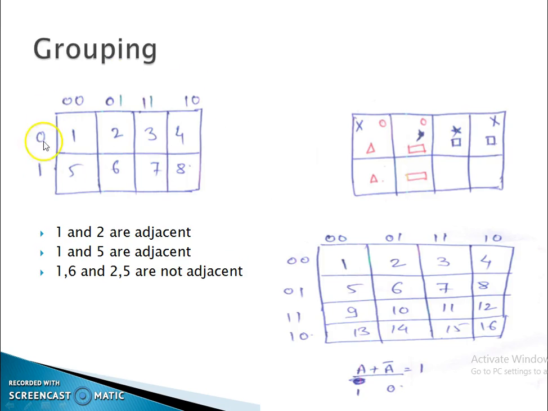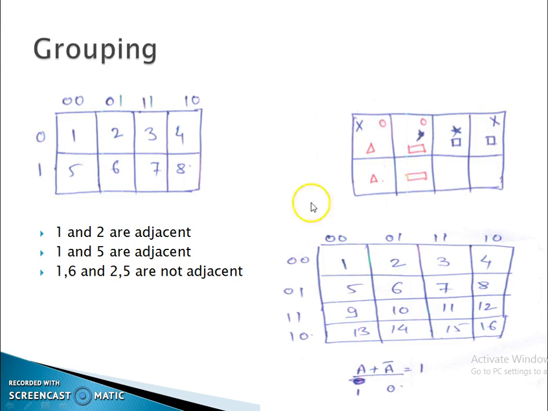Suppose this is our K-map. We have the 3 variable K-map here. Here it is the first block, second block, third block, fourth block, fifth, sixth, seventh and eighth block. So for making the pair, how we will say it is adjacent? This 1 and 2 is adjacent, this 1 and 5 also adjacent, 2, 3 adjacent, 4 and 1 will be adjacent. How we will see 4 and 1 adjacent?